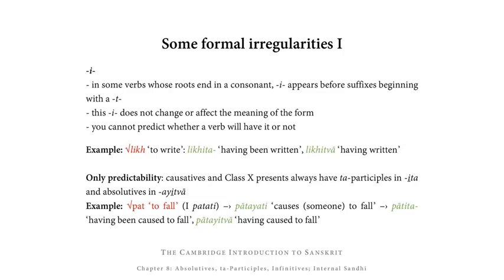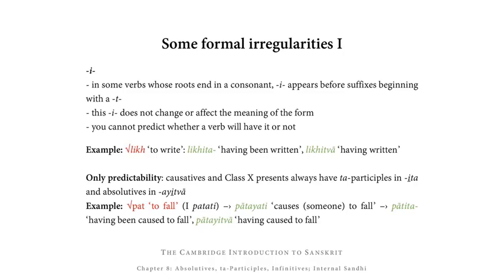So, for example, of lik, to write, we have a tap participle likita and an absolutive likitoire. These just mean having been written and having written, so exactly as we would expect it. As said, the I is just a formal irregularity. It does not affect the meaning of the form in any way. If you're interested in why that I sometimes appears, there is a detailed note on that in chapter 21 in the book. Normally, you cannot predict whether a verb will have this I or not.